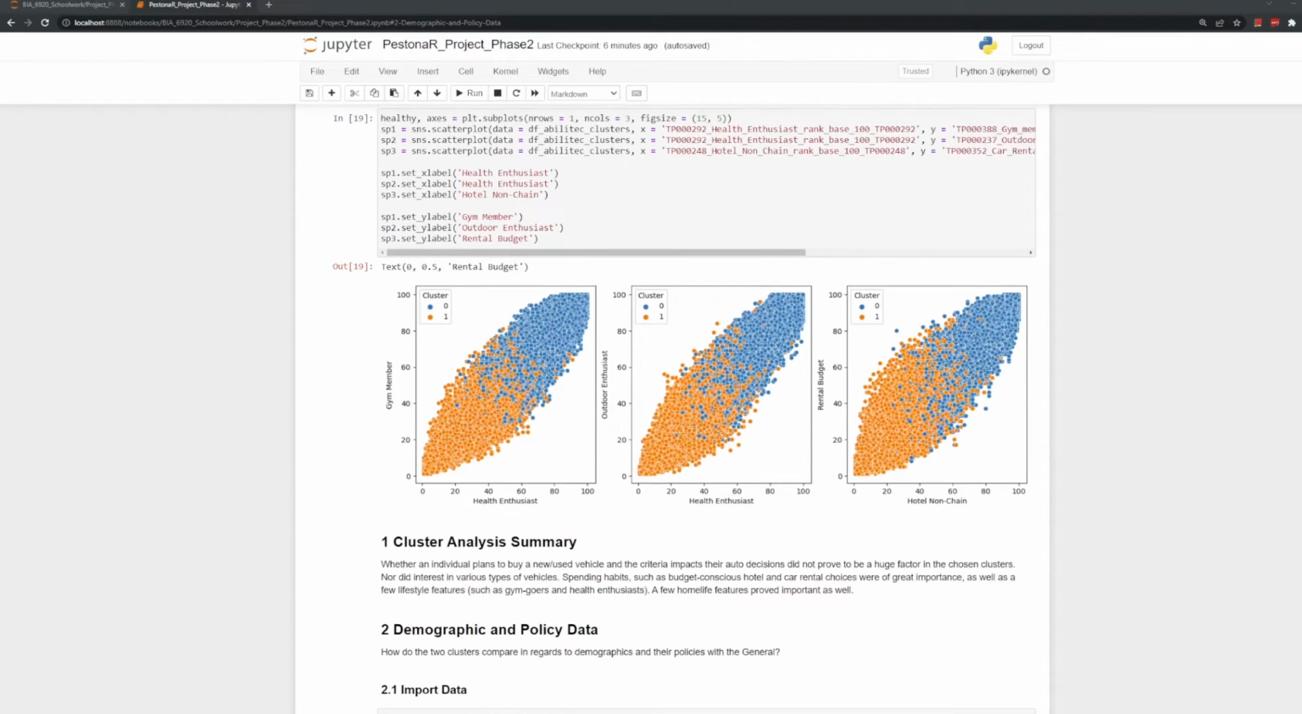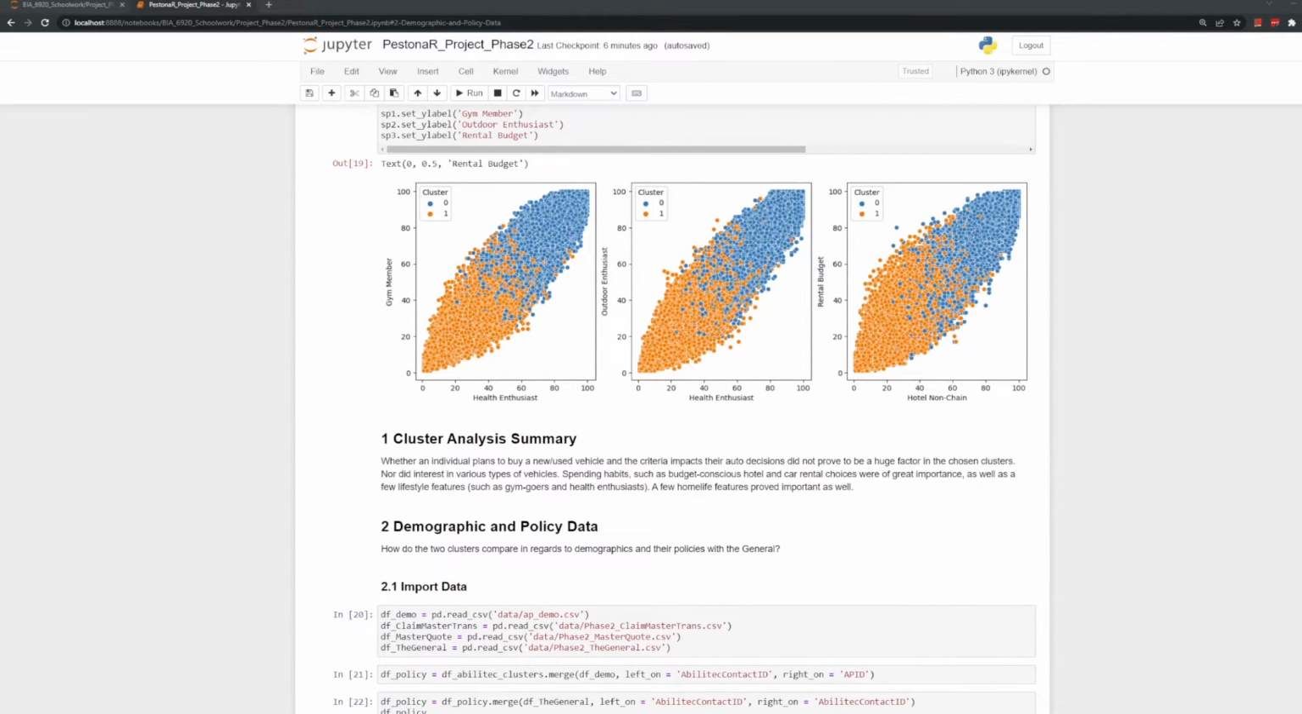This is just another way to visualize some of that data, some of these stronger correlations I was speaking of. Gym members to health enthusiasts, strongly correlated there, and then we can see that they were clustered appropriately. There's a nice split here. Same with an outdoor enthusiast to health enthusiast. And then some of those spending habits that we discussed, rental budget, prefers non-chain hotels to maybe luxury or economy.